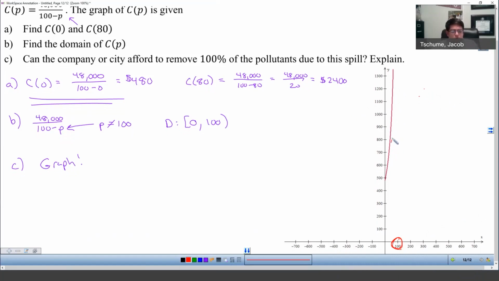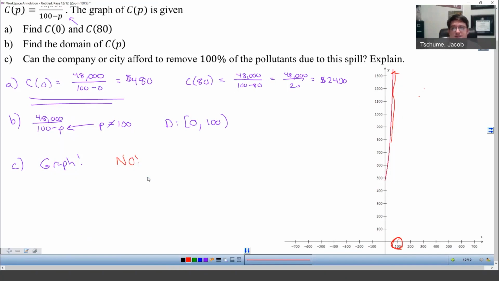As you approach 100%, look what's happening to your cost. It's quickly moving up. Now, I can't even see it on here, but when we got to 80%, we were at $2,400, and you can see the graph is still climbing. So in part C, when it says, can the company or city afford to remove this? The answer is no. Because the closer and closer you get to 100% of the pollution, the cost becomes exponentially high and thus impossible to afford. The closer to 100, the way higher cost you have to spend.